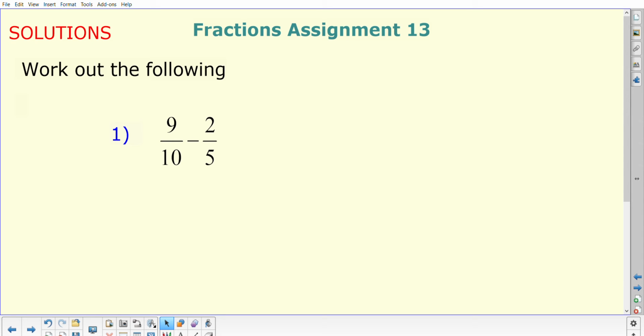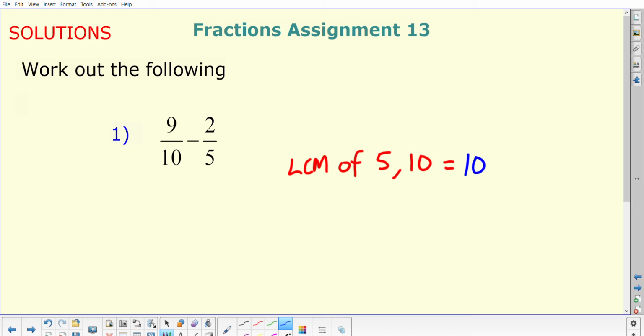So we're going to look at the solutions for your last fractions assignment. You were subtracting these two fractions here. Clearly you can see they don't have the same denominator, so we need that to be the same, and that would mean that you should have been changing the denominators to be the lowest common multiple of 5 and 10, which is of course 10.